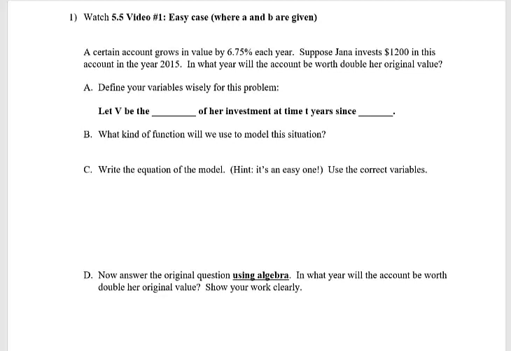If we're going to use a model to help us figure this out, we need to start with a let statement. And I've started one out here. We'll use V to represent, of course, the value of her investment, in dollars. And T will stand for years since 2015, because that's the first year they mentioned.